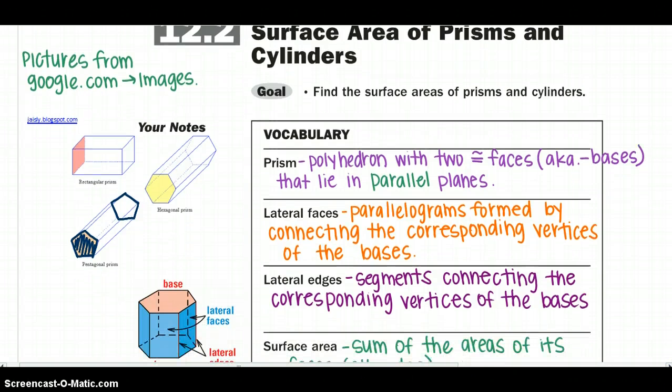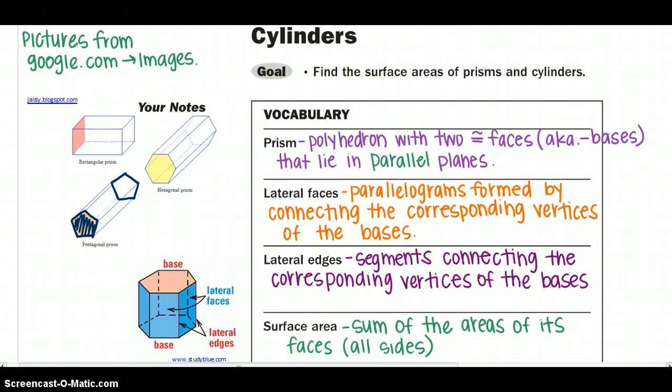And then the next are going to be the lateral edges. So these are segments connecting the corresponding vertices of the bases. So here at the left, I have put a picture there that I had found online that really helps recognize the edges and the faces. So the lateral parts don't necessarily look at the bases, they just look at those parallelograms.